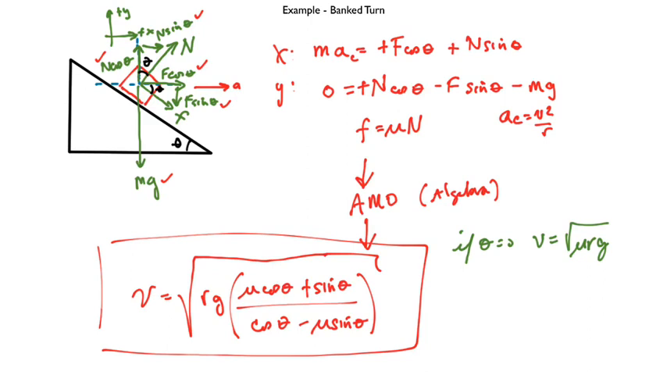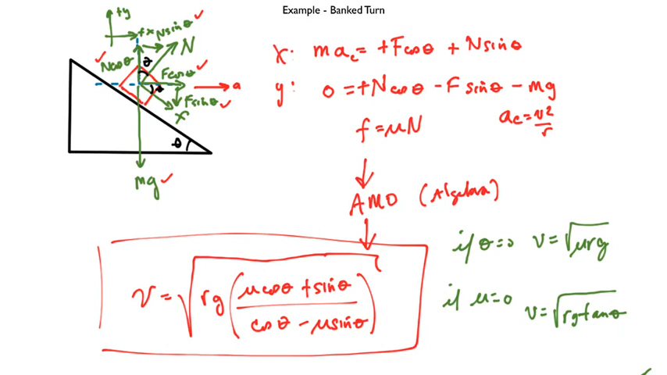All right, but what if the coefficient became 0, but the angle was not 0? What is my speed going to be then? Well, with a coefficient of 0, I get sine theta divided by cosine theta. Both these terms go away. So what's sine over cosine? It's tangent. And this right here has a non-zero answer.